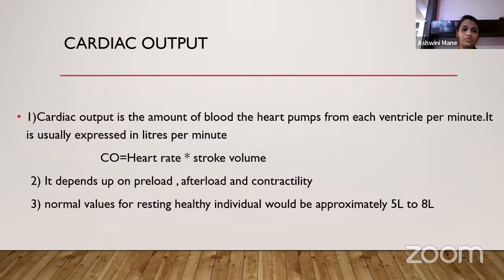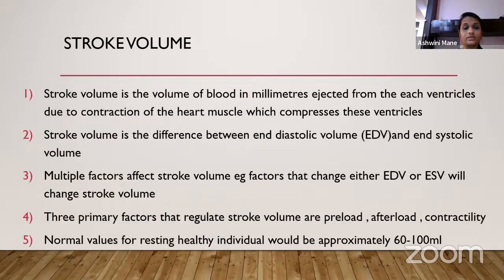The next is cardiac output. The cardiac output is the amount of blood the heart pumps from each ventricle per minute. It is usually expressed in liters per minute. So the cardiac output is determined by heart rate times stroke volume. It depends on the preload, afterload, and contractility. The normal values for resting healthy individuals would be approximately 5 to 8 liters.